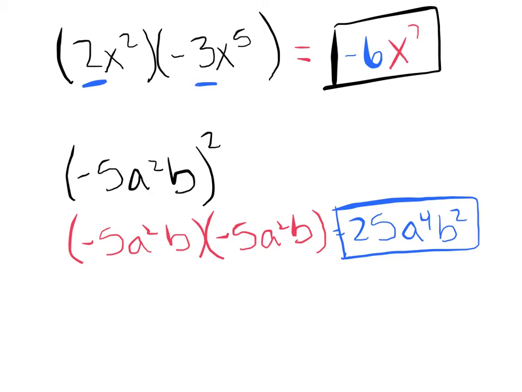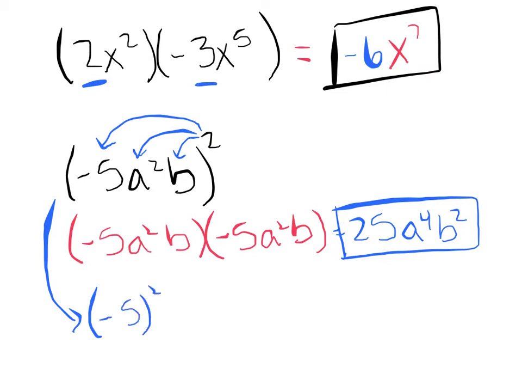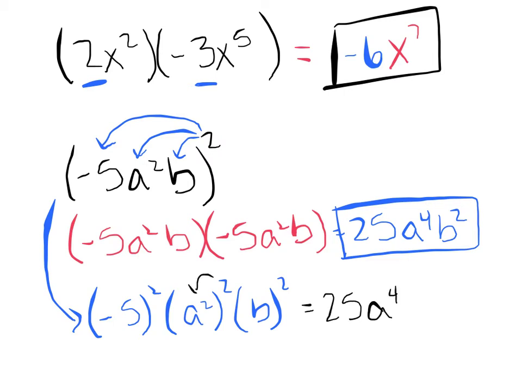If we didn't remember that property, we could use another one. We could just square everything inside. That's the power to a power property. We could say negative 5 squared times a squared squared times b squared. We would end up with 25 a to the 4th, remember that one, and b squared.